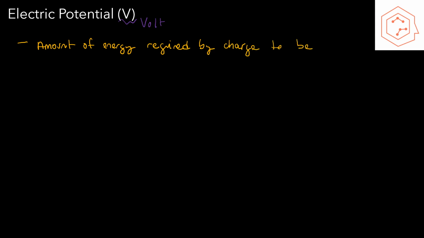Turns out that the concept of electrical potential energy is so useful and widely used that the scientists decided to create a second unit known as electrical potential, also known as the volt. And this describes the amount of energy required by a charge to be at a point in space.